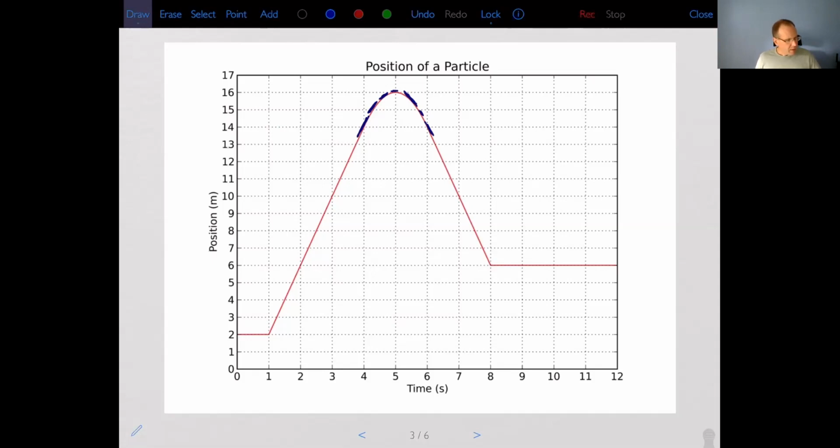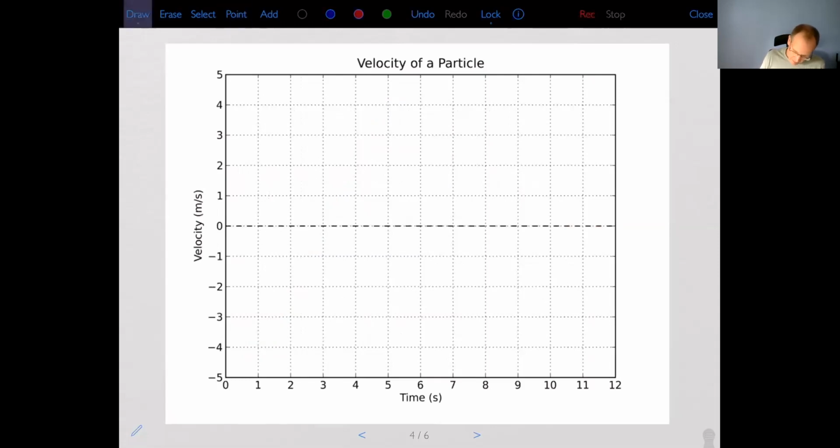All right, now we want to draw the corresponding velocity versus time graph. Okay, so from 0 to 1 seconds, what is the velocity here? Well, we know it's 0, right? Because the slope is 0. So on this page, from 0 to 1, it is 0. Something like that.